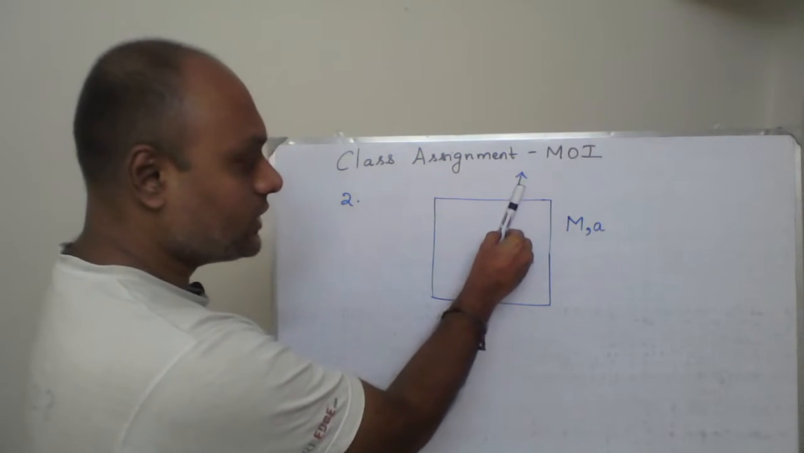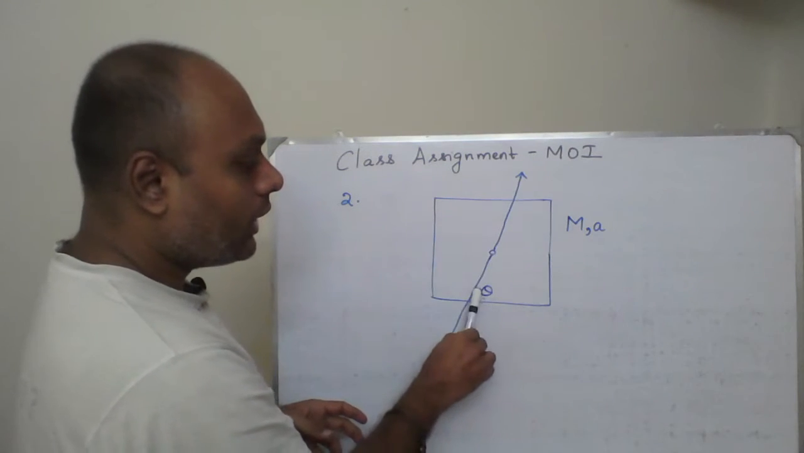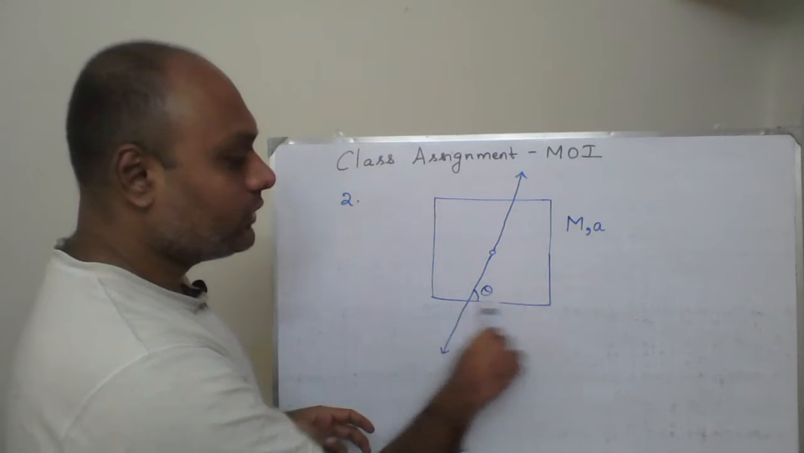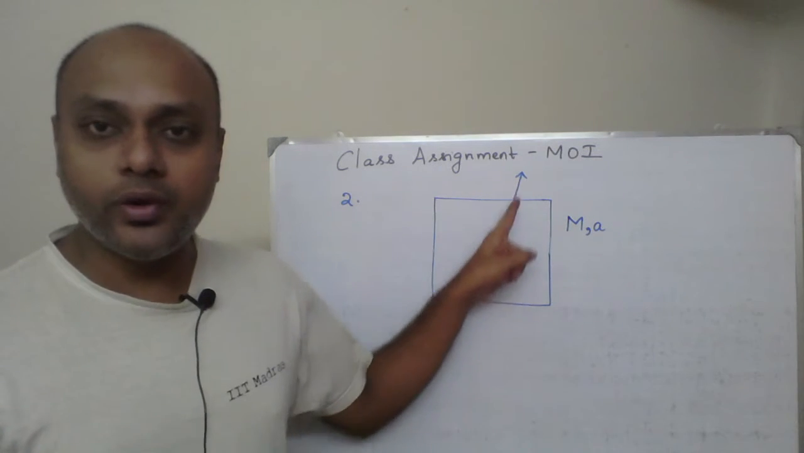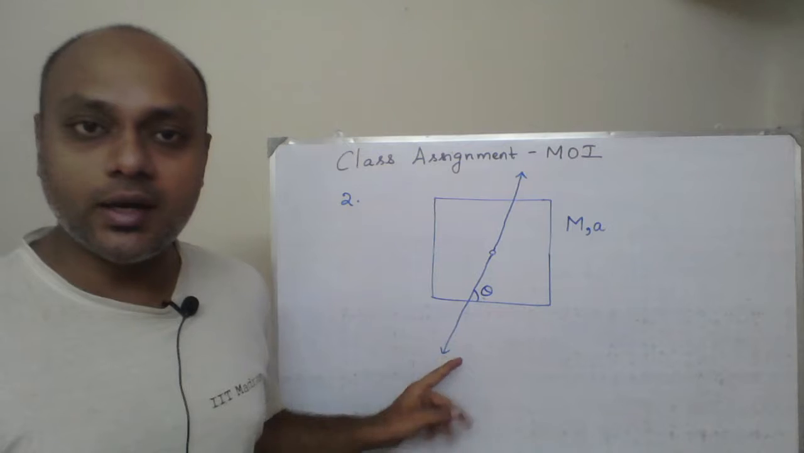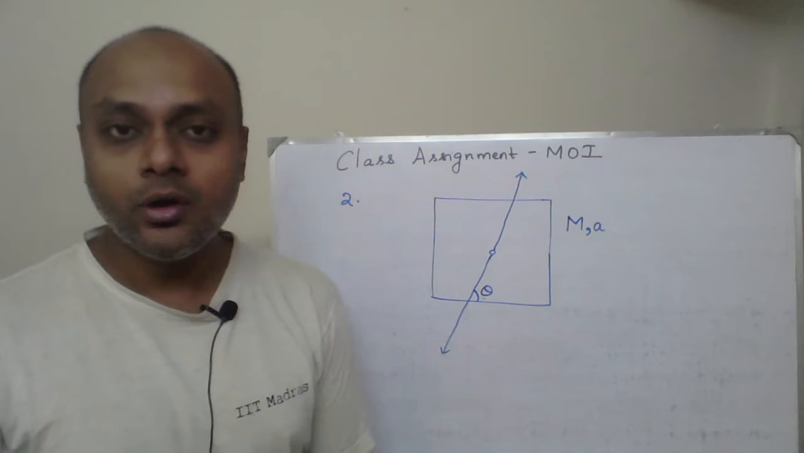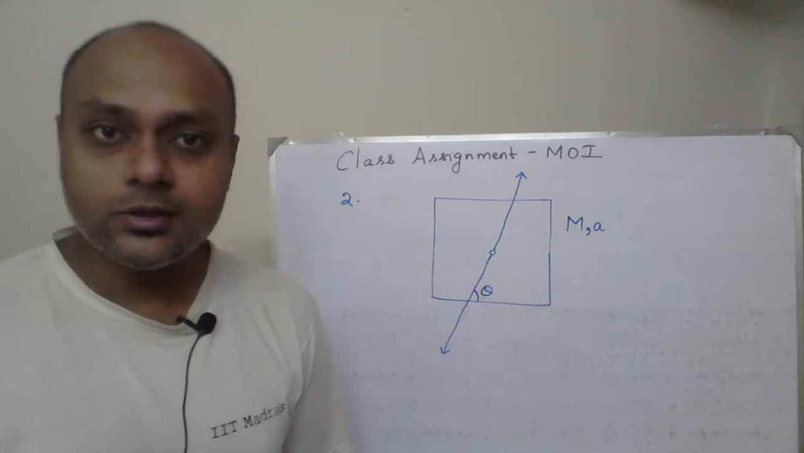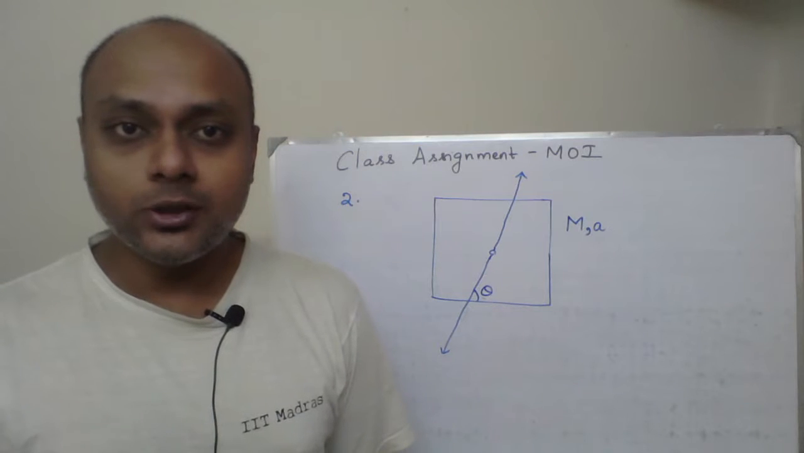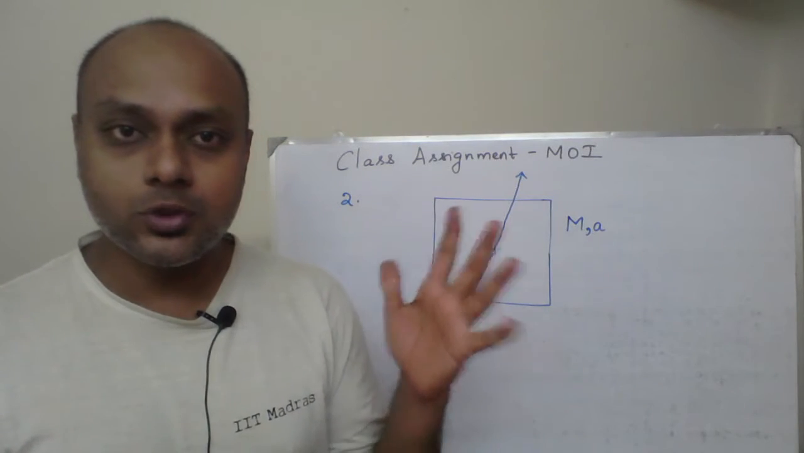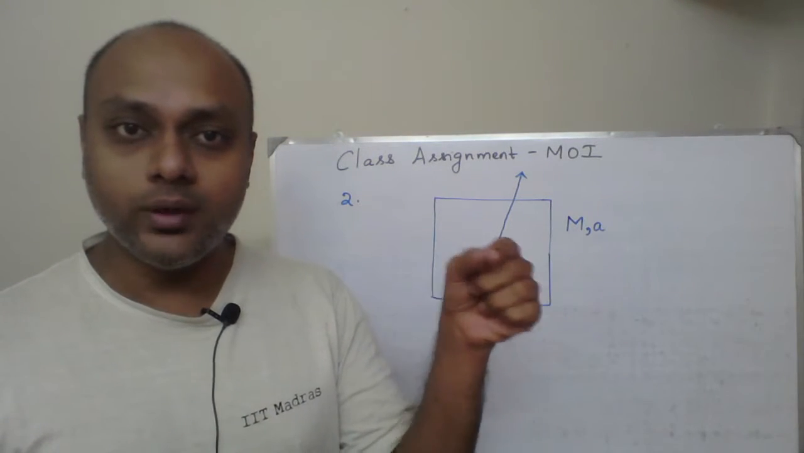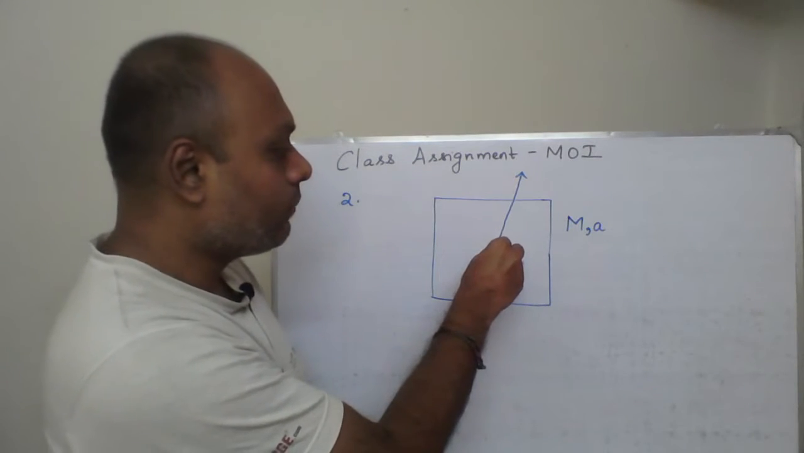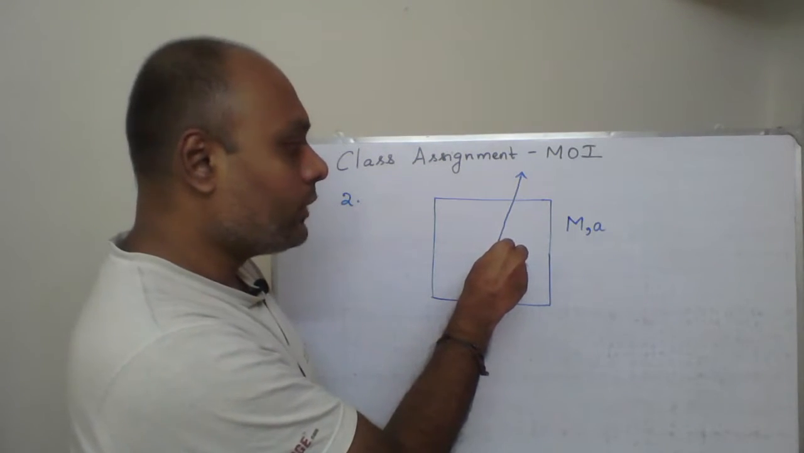So this axis lies in the complete plane, and the axis makes an angle theta with this side shown. So you have to find the moment of inertia about this axis which lies in the plane of the square itself. Now to find this out, we already know the expression for the moment of inertia of a square about an axis passing through its center and perpendicular to the plane. So about this axis we know the moment of inertia.